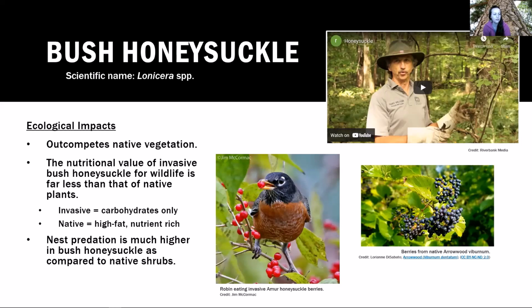Another thing that's interesting to note is that in shrub honeysuckles or bush honeysuckles, nest predation is actually much higher as compared to in our native shrubs. I think a lot of that is because the birds will generally build their nests lower to the ground in bush honeysuckle, and that allows the predators to more easily access these nests. Whereas if they were able to nest in our native shrubs, that's much more of a safer location for them.